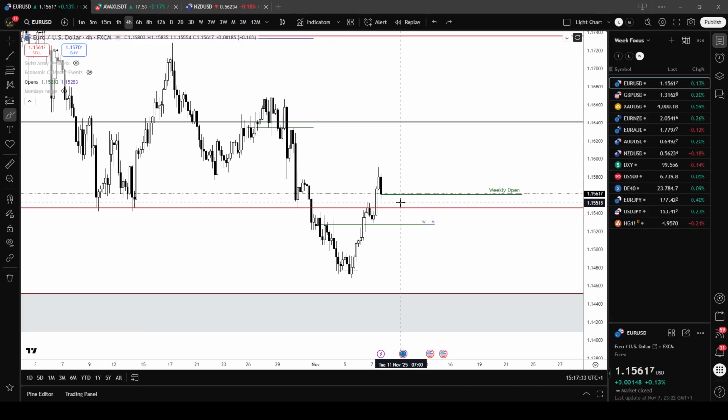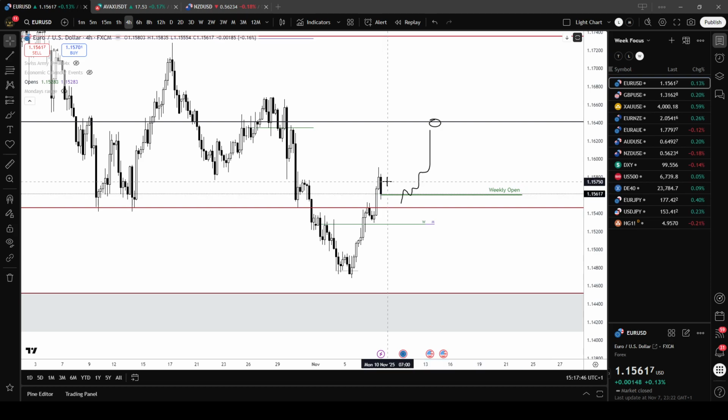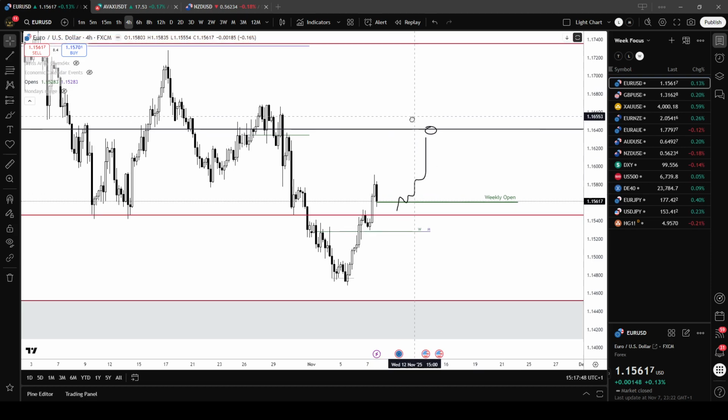And once we trade above the weekly open, I think we should get here pretty easily. This is just 80 pips from the new weekly open that we are going to have. So it is a very feasible target.